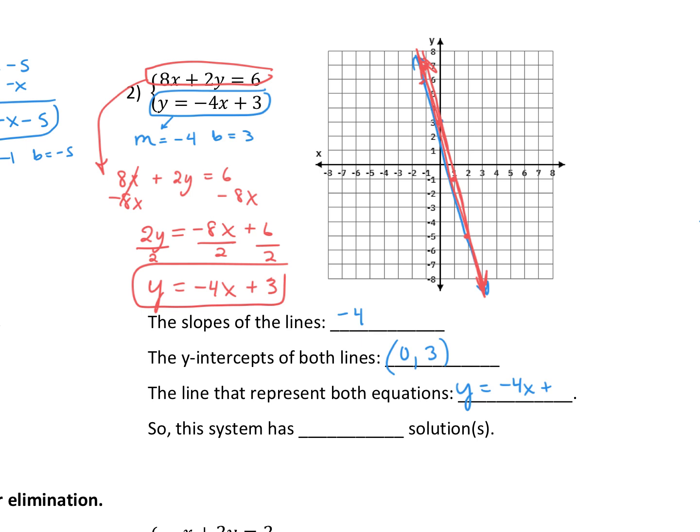So our last, oops, I just erased my, what was that, a 3? Okay. The last statement, so the system has blank solutions. Not a lot of space to write it in, but they have infinitely many solutions, because every single point on both lines is a solution.